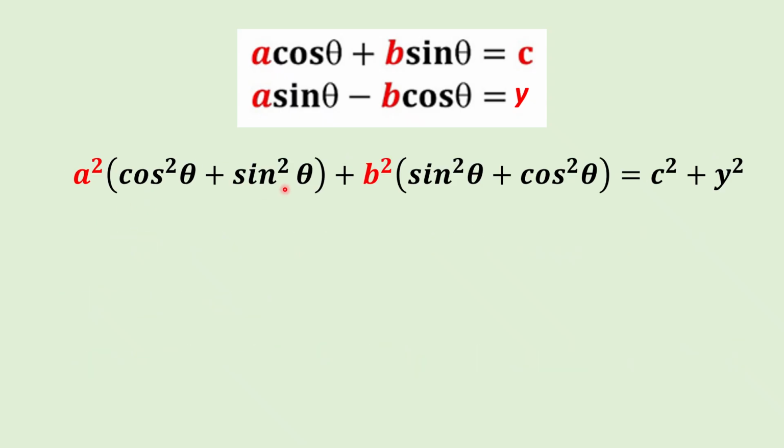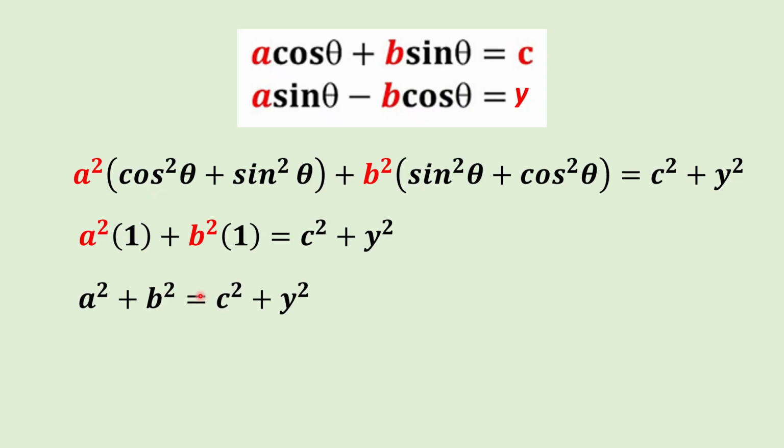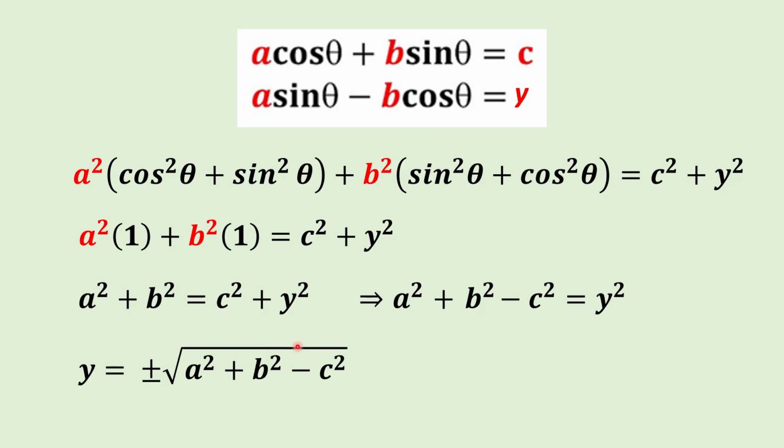Now we replace sin square theta plus cos square theta by 1. Sin square theta plus cos square theta is equal to 1. So a square into 1 plus b square into 1 is equal to c square plus y square. That is a square plus b square is equal to c square plus y square. So y square should be equal to a square plus b square minus c square. So y will be equal to plus or minus square root of a square plus b square minus c square.